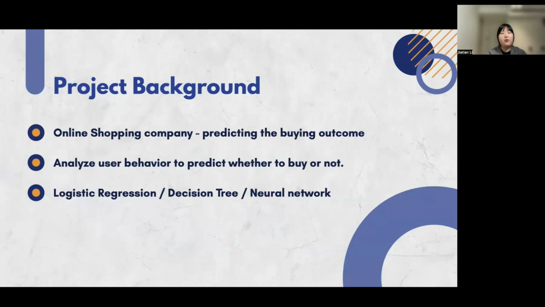The purpose is to analyze the user's behavior while browsing the web to predict whether the users will eventually make a purchase. Optimizing the prediction model will help develop a more effective marketing plan, enhance the user's experience, and generate revenue for the companies. The data model optimizes logistic regression, decision tree, and neural network.